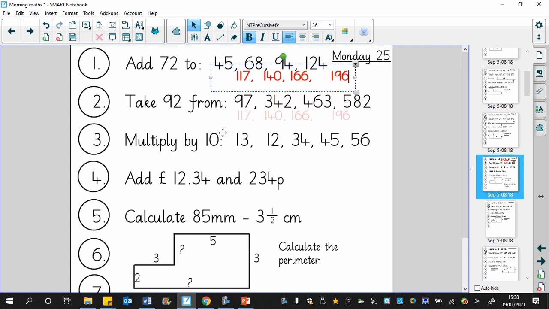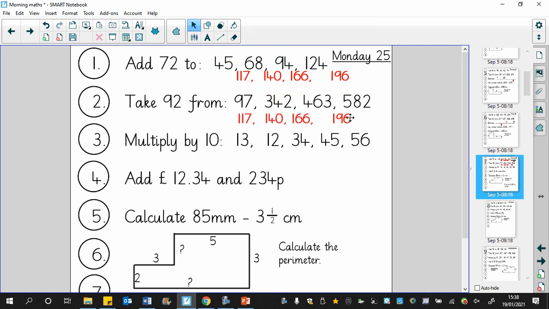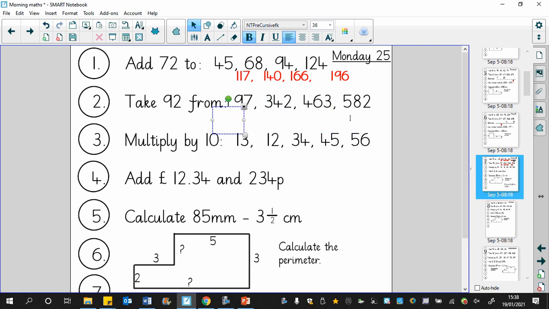Now let's have a look at the ones for question 2. Question 2 is take 92 away from all of these numbers. Now the first one, 97 take away 92, is of course just simply 5, and if you're not sure, think about 92 add 5. 92 add 5 is 97, so therefore we must be right.